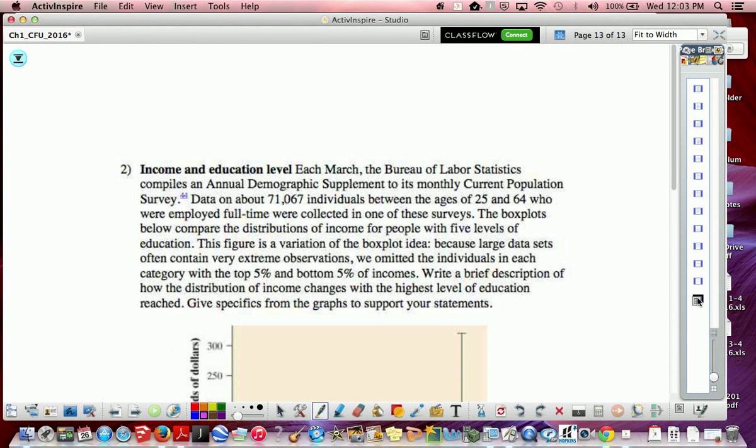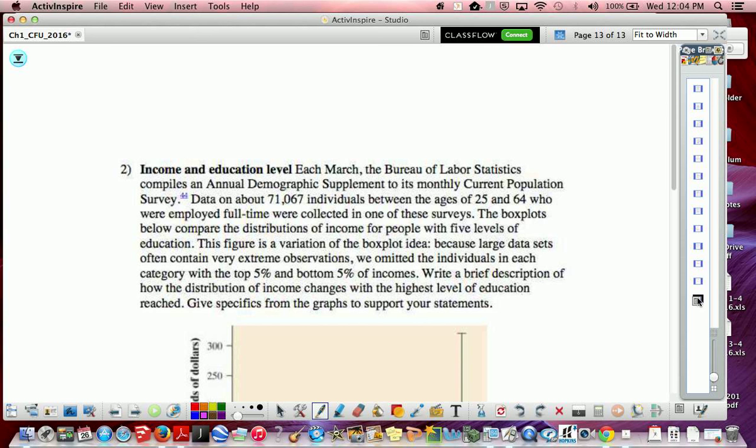All right, question number 2, income and education level. We like to preach this as educators. The more education you have, the more money you tend to make. Well, let's see if some of the data actually supports this. So each March, the Bureau of Labor Statistics compiles the annual demographic supplement to its monthly current population survey. Data on about 71,000 individuals between the ages of 25 and 64 who were employed full-time were collected in one of these surveys. The box plots below compare the distribution of incomes for people with 5 levels of education.